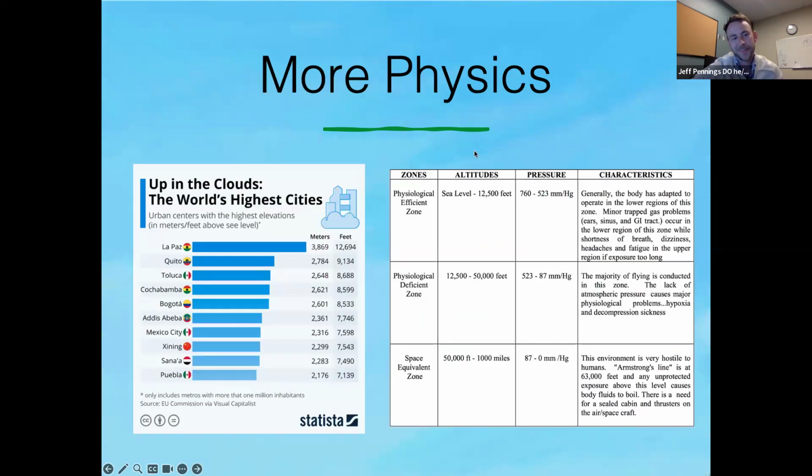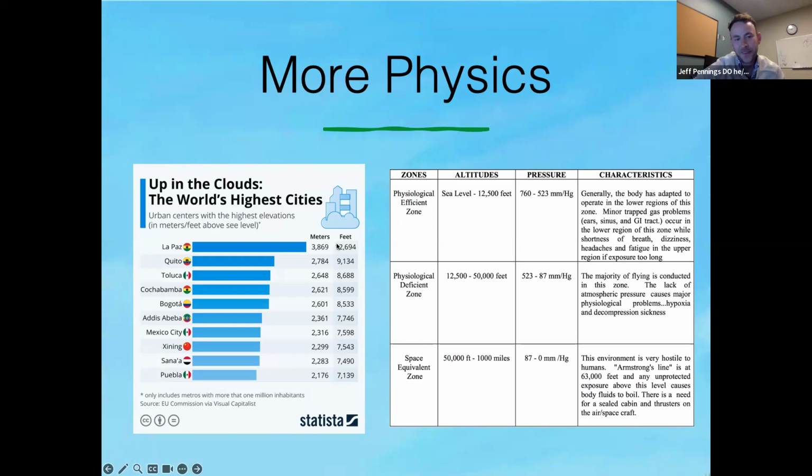So, more physics here. There are different zones based on altitude: the physiologic efficient zone, the physiologic deficient zone, and then the space equivalent zone. The majority of the world lives in the physiologic efficient zone. Even our highest major city, La Paz in Bolivia, is at an altitude right at the border of that physiologic efficient zone.